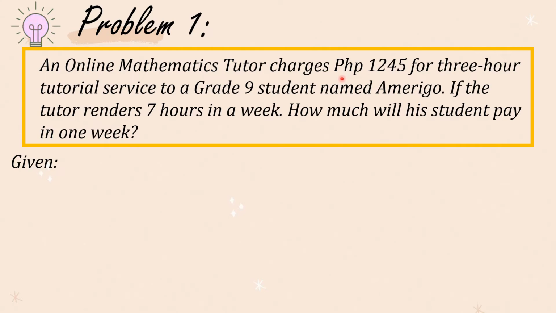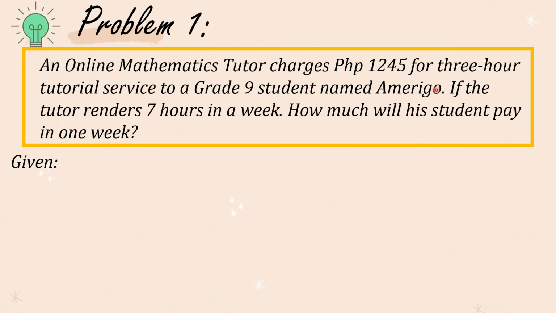We have 1,245, and that is the tutorial charge, or the money being the payment for the tutorial, and we also have the number of hours of the tutorial. So, meron tayong dalawang variable dito. Una, yung payment. Pangalawa, yung time. So, gumawa muna tayo ng variable that we can use in this problem.